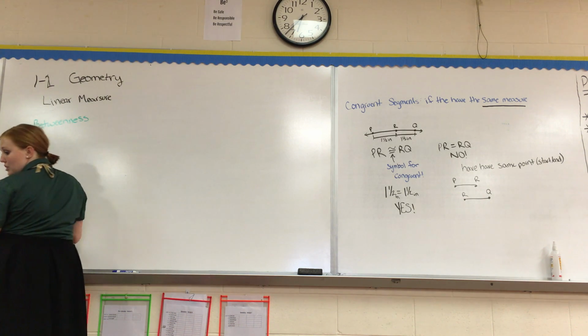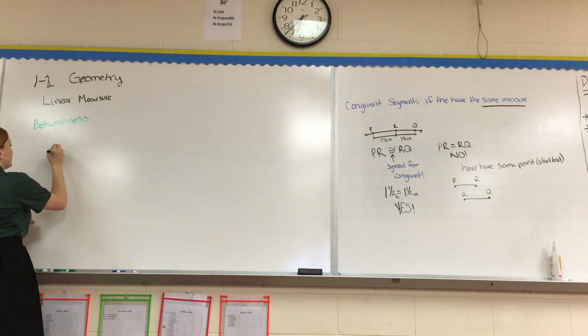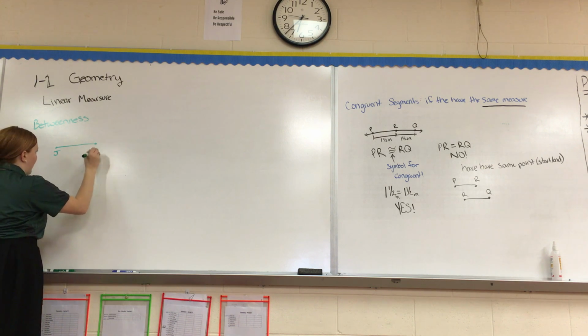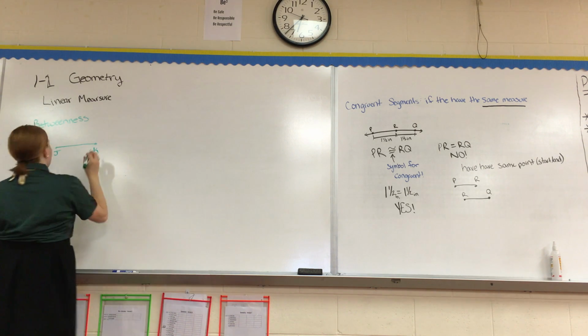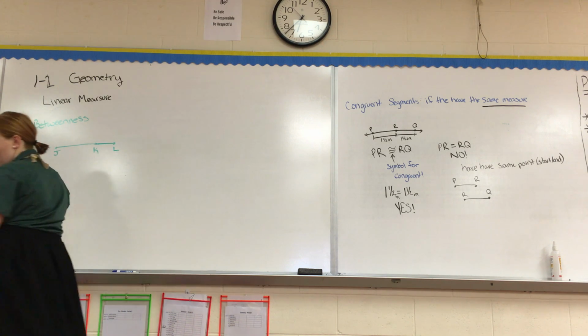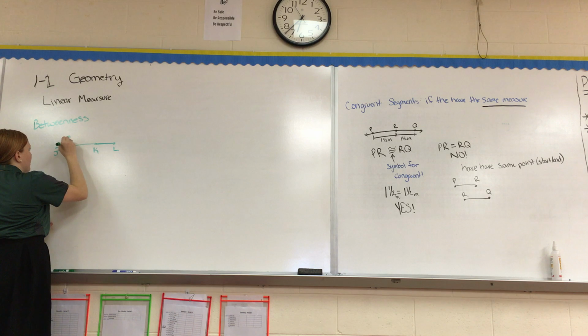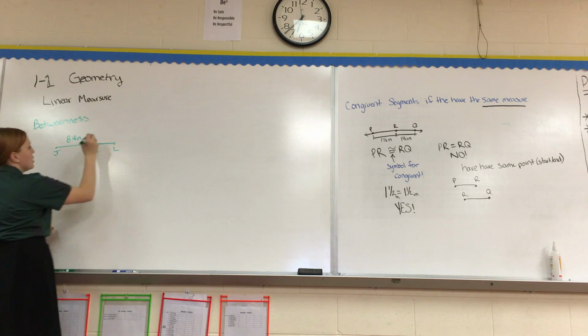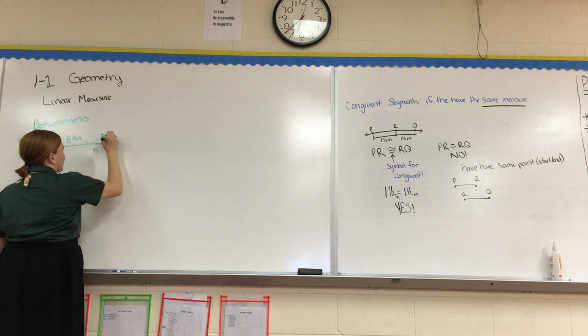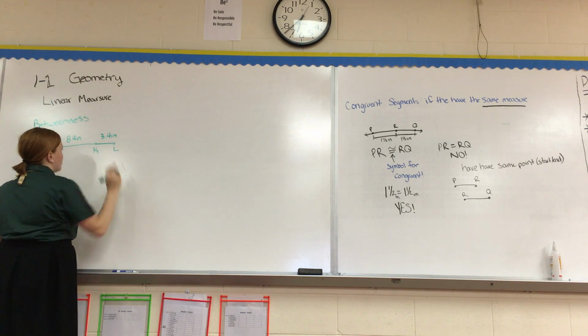So we are going to have point J. We have a J here, we have a K here, and we have an L there. This is 8.4 inches. This is 3.4 inches.